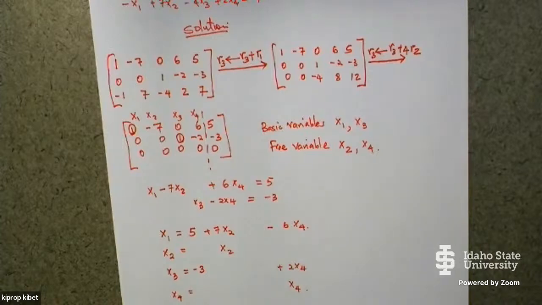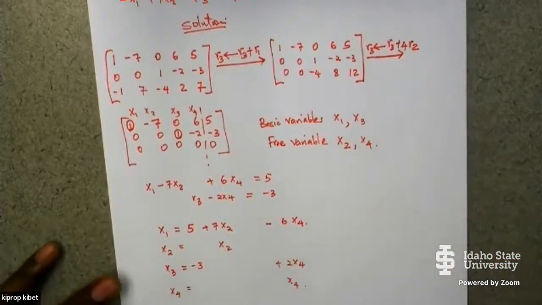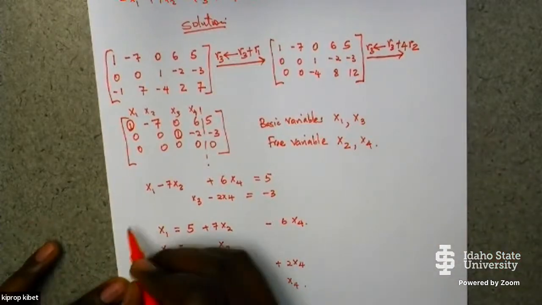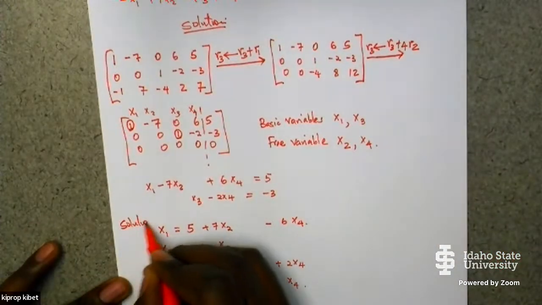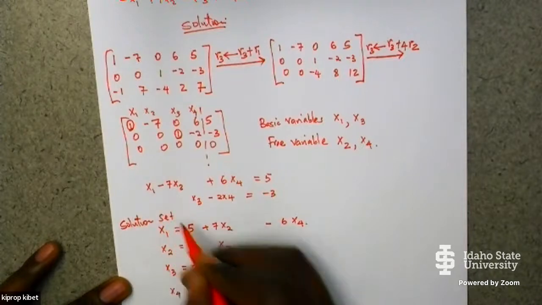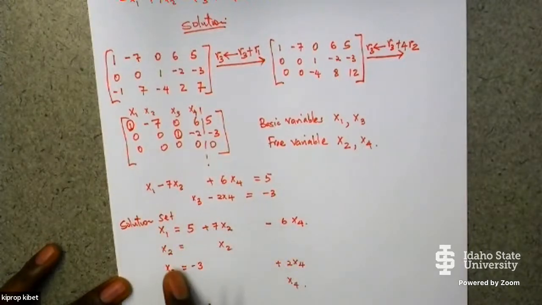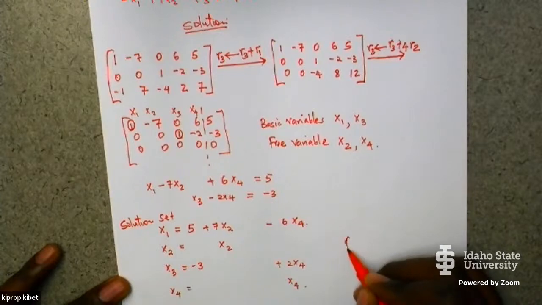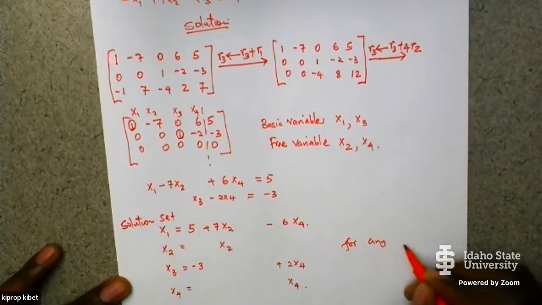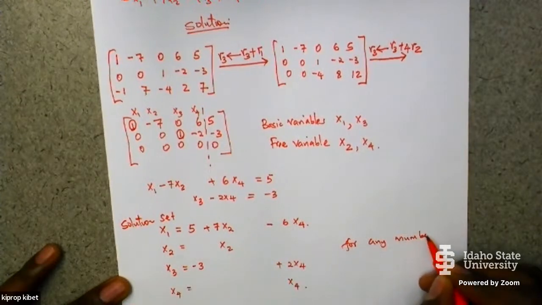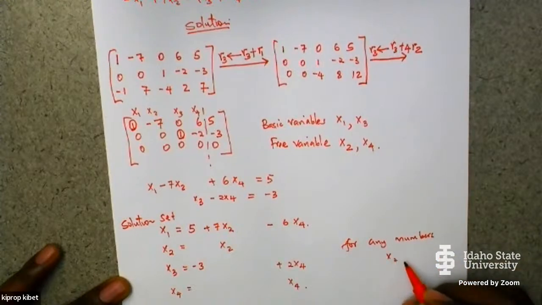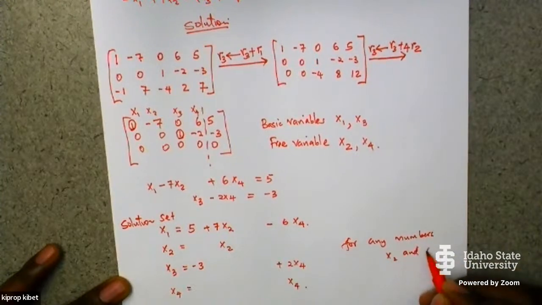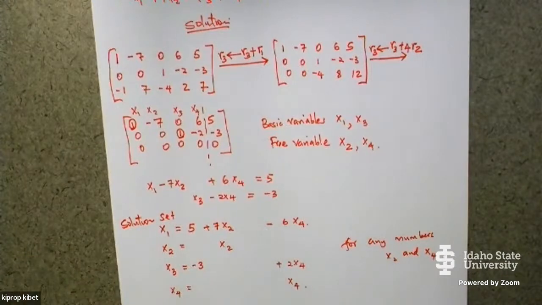So in this case, the solution set is this, which is x1, x2, x3 for any numbers x2 and x4.